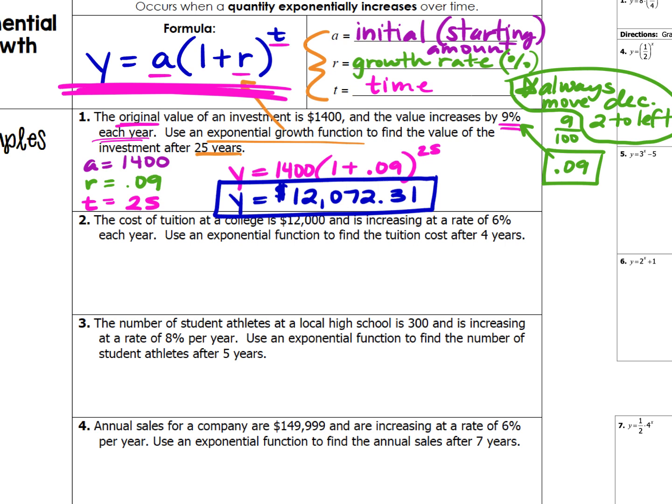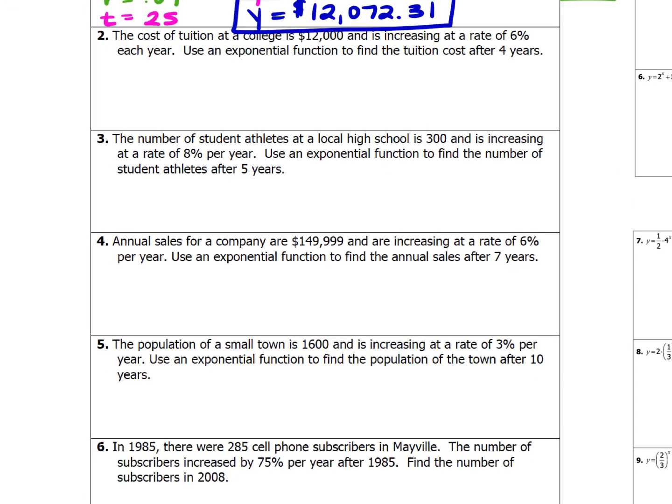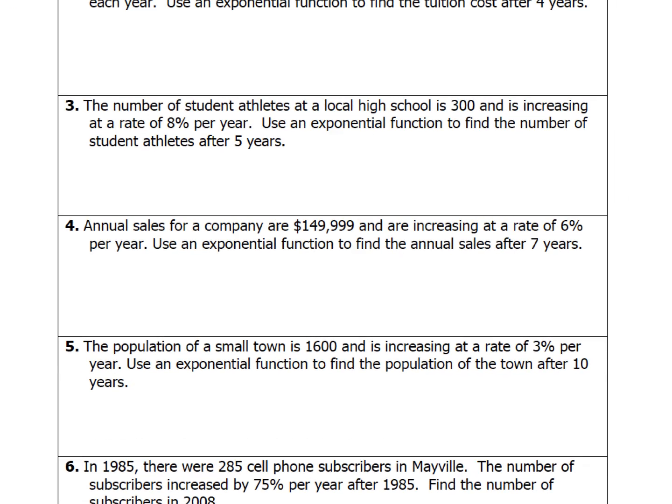Okay, let's try another one. Go to number 3. It says the number of student athletes at a local high school is 300 and is increasing at a rate of 8% per year. Use an exponential function to find the number of student athletes after 5 years.